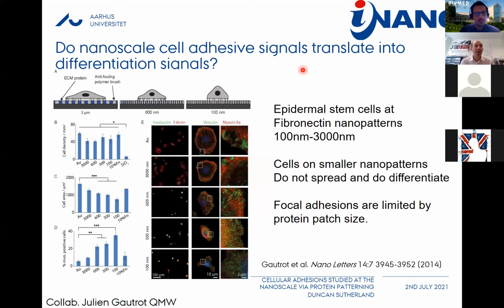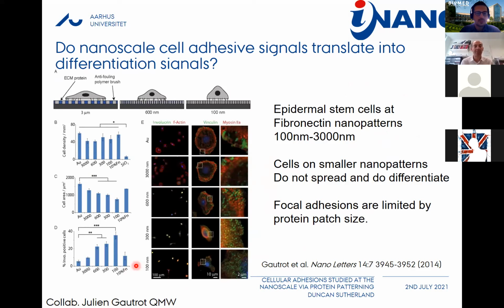So in this work, we turn to working with the stem cell type. This is epidermal stem cells. And here we made patterns of fibronectin. And so then the cells form focal adhesions on top of the fibronectin patterns. And like with the other cell types and the other proteins, we see that the cell's ability to form these focal adhesions is controlled by the patch size.